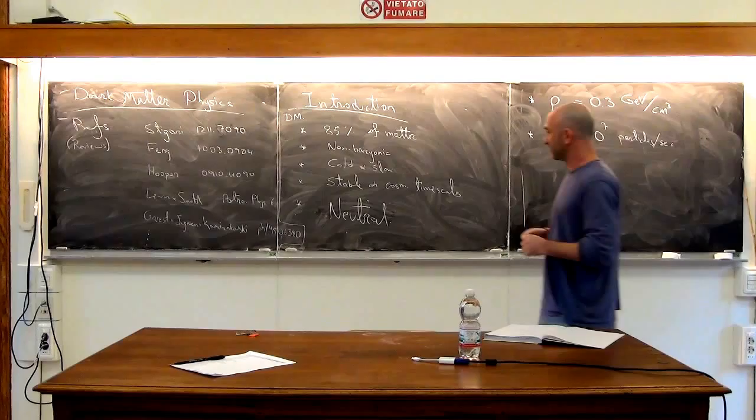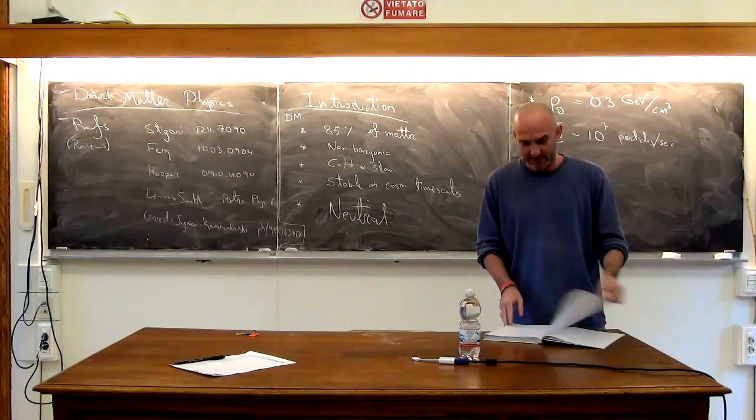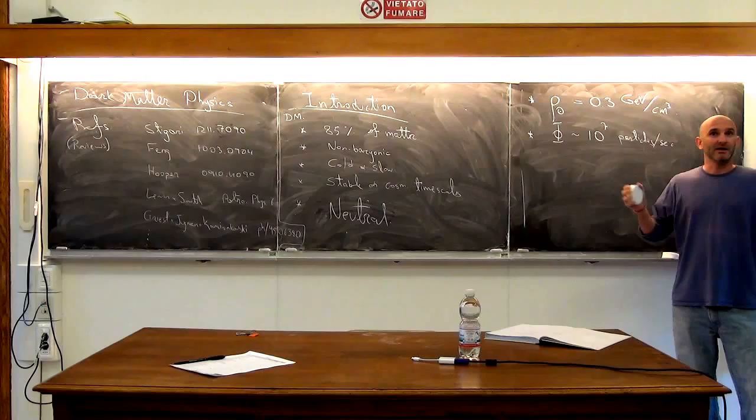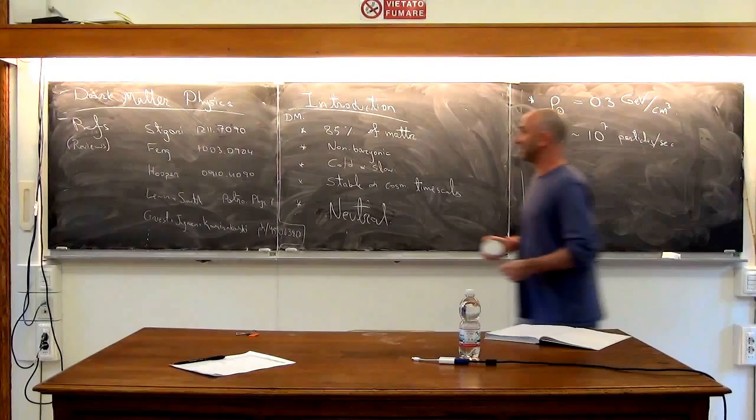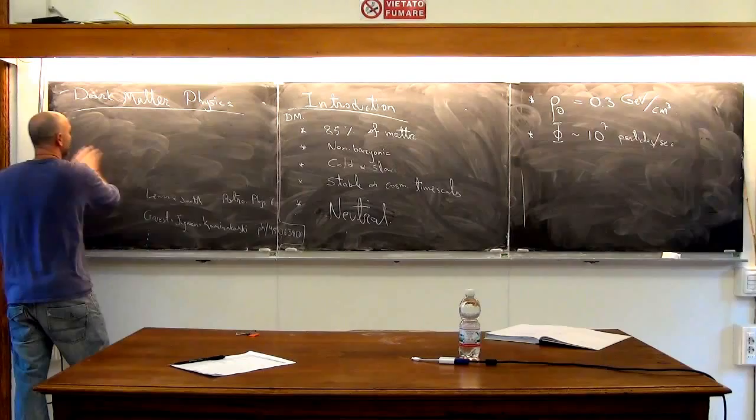Okay. So how do we know there's dark matter? Well, there are quite a few scales, starting from a galactic scale of more than 10 kiloparsecs or so, to galactic clusters and superclusters, where we actually see evidence for dark matter. So let me rather briefly tell you what is the evidence for dark matter.